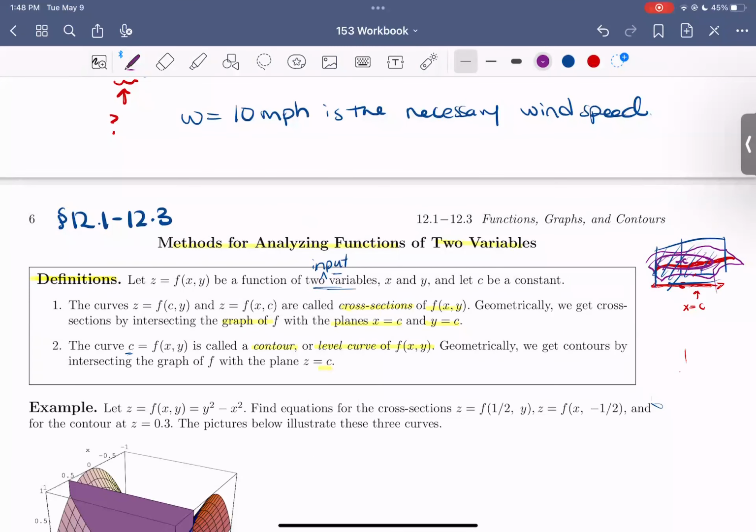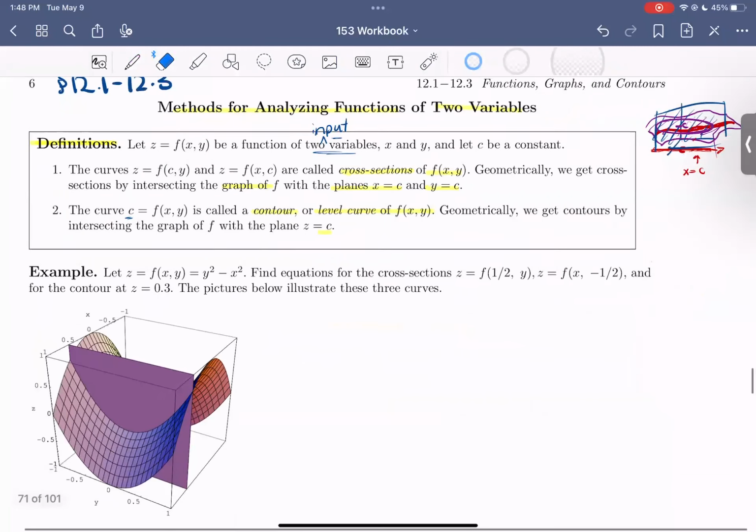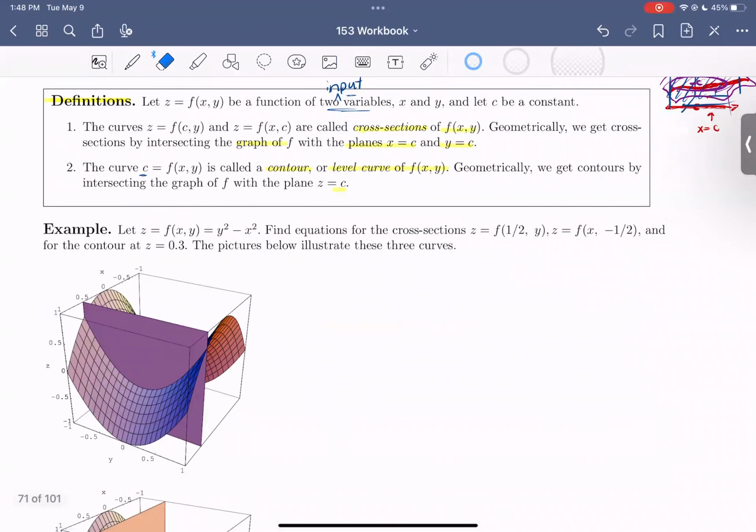All right, let's make a little more sense of this by looking at the next example. In this example, we're told to let z equal the function f of x, y equals y squared minus x squared. First, we're going to find the equations for the cross sections z equals f of 1/2 comma y, z equals f of x comma negative 1/2, and then the contour at z equals 0.3. The pictures below are illustrating these curves.